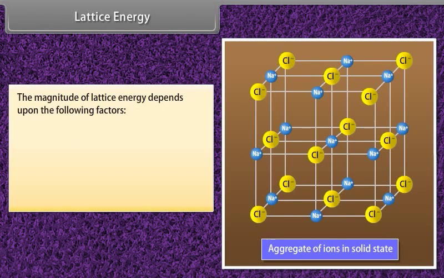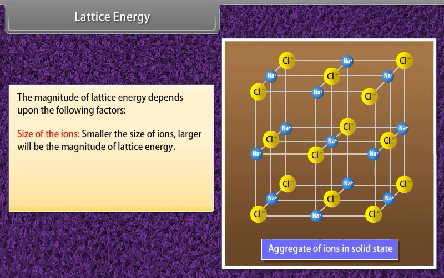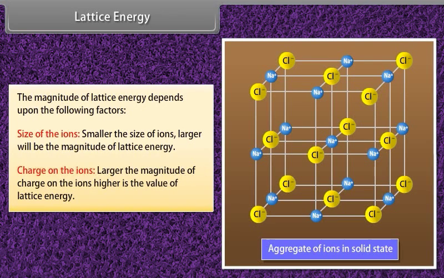The magnitude of lattice energy depends upon the following factors. Size of the ions: smaller the size of ions, lesser is the internuclear distance and greater will be the interionic attraction. Hence, larger will be the magnitude of lattice energy. Charge on the ions: larger the magnitude of charge on the ions, greater will be the attractive force and higher is the value of lattice energy.